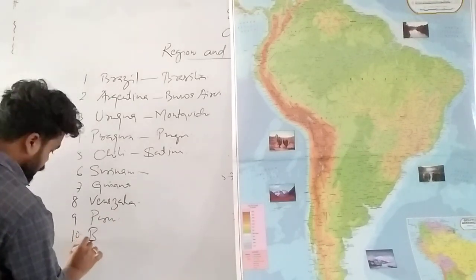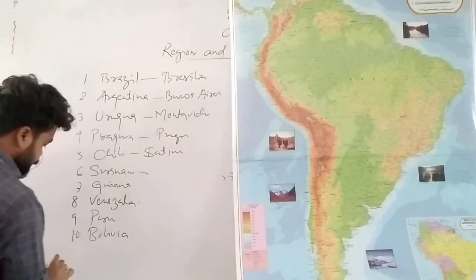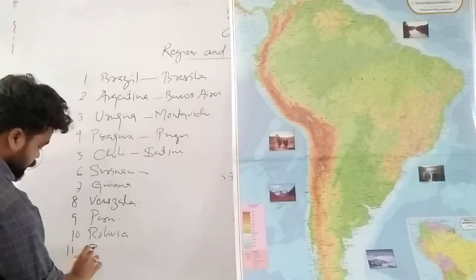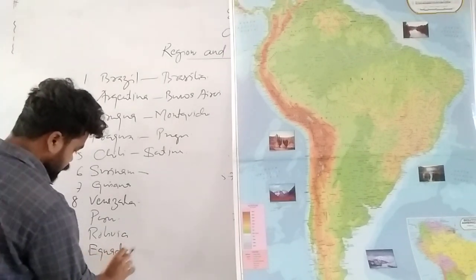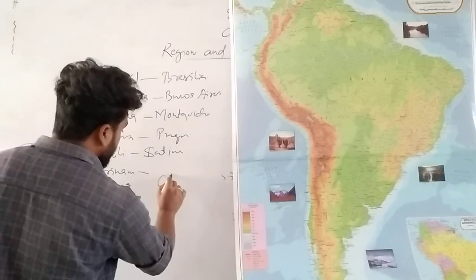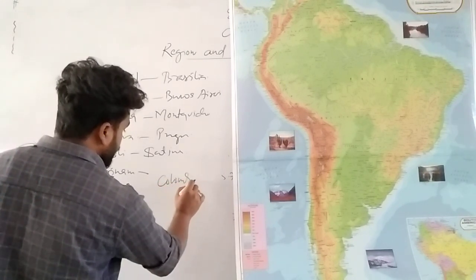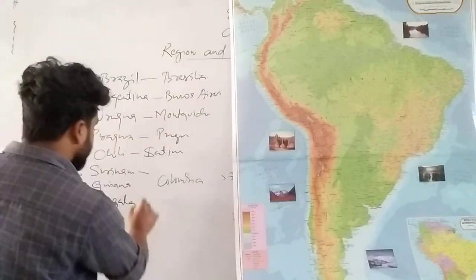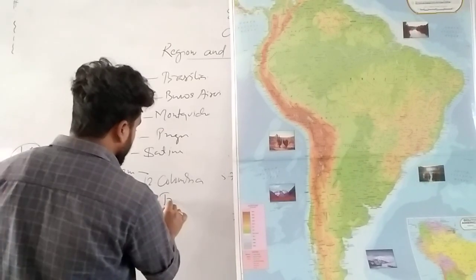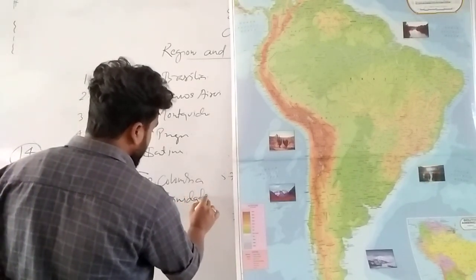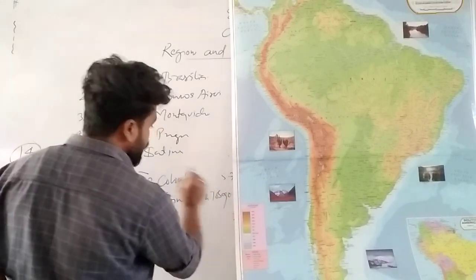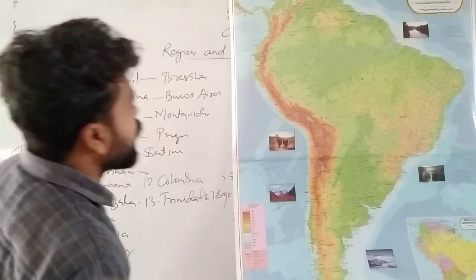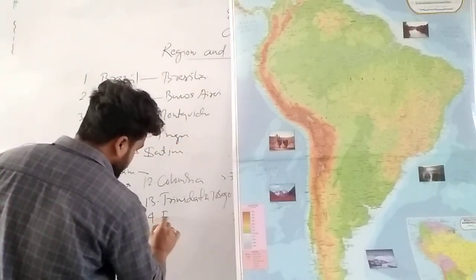then Bolivia, then Ecuador, then Colombia. Then what left? Trinidad and Tobago. Again, Panama is there too. Again, another is there, French Guiana. Yes, that left French Guiana.